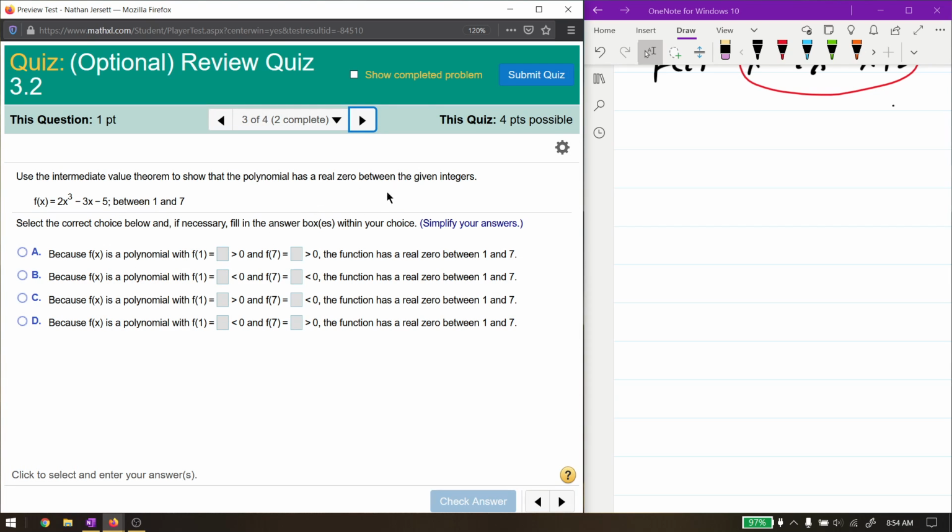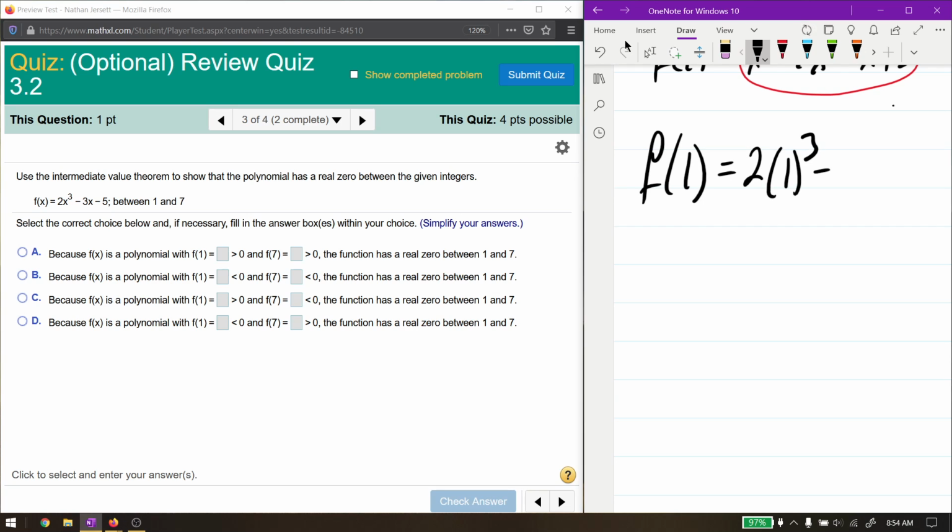Okay, the intermediate value theorem says that if a function is negative and then positive, there must be a zero between those two values because it has to cross the x-axis at some point, or if it's positive and then negative. So that's all we're trying to see here. So first off, we have to plug in 1 and 7 into our function. We have 2 times 1 cubed minus 3 times 1 minus 5. Gives us 2 minus 3 minus 5. That's going to be negative 6.